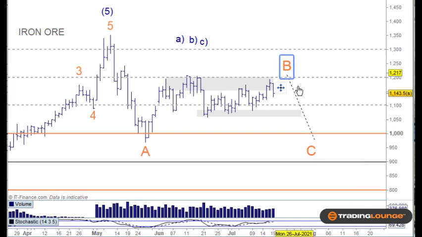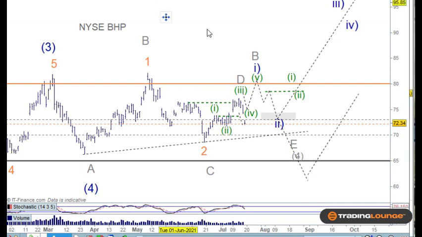So this is going to cause weakness for stocks. If you want to move out of your FMGs and Rios and so on, well then this is the time to do it. So you've been told. So let's just check them out. First up is BHP in the US.